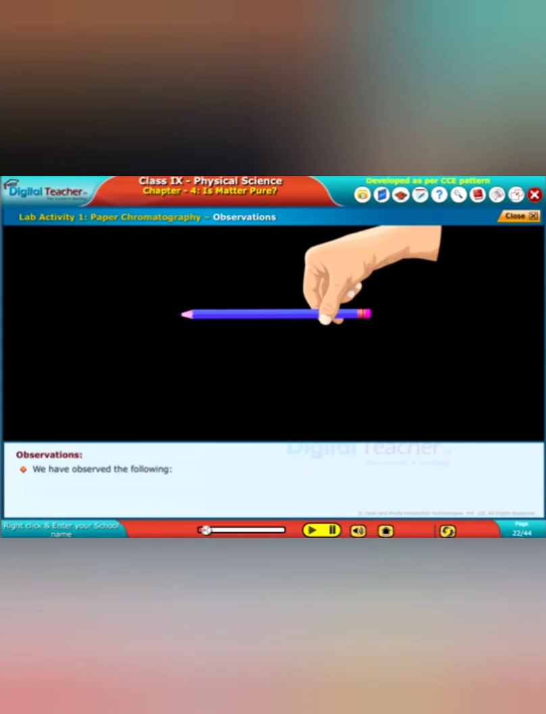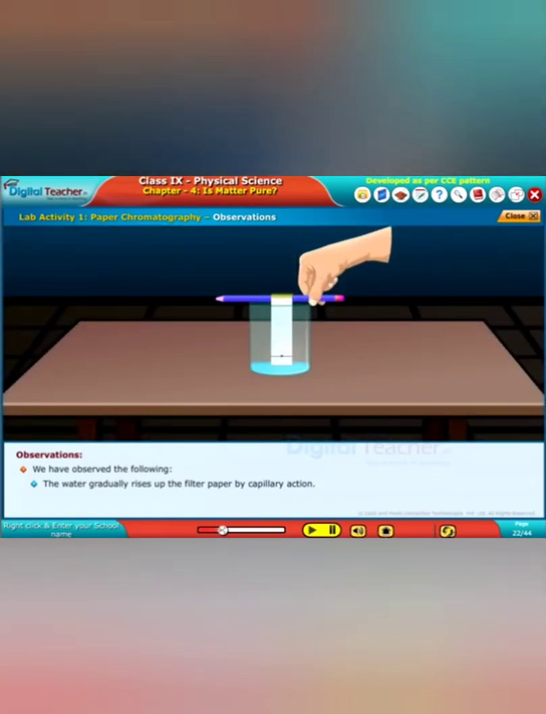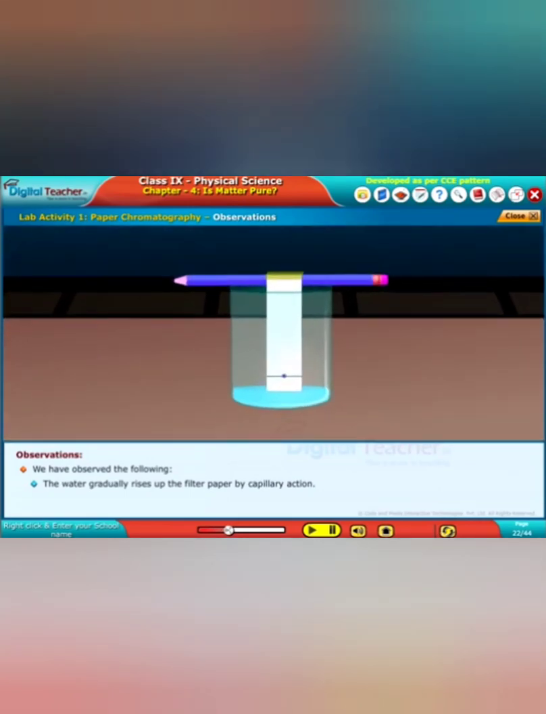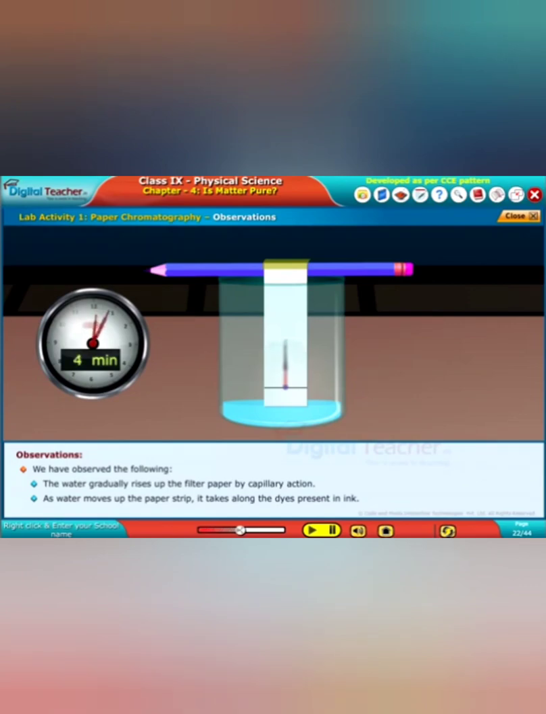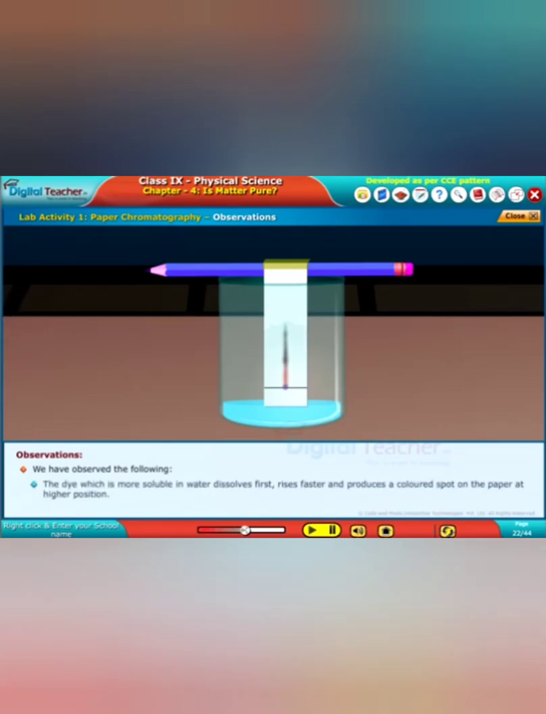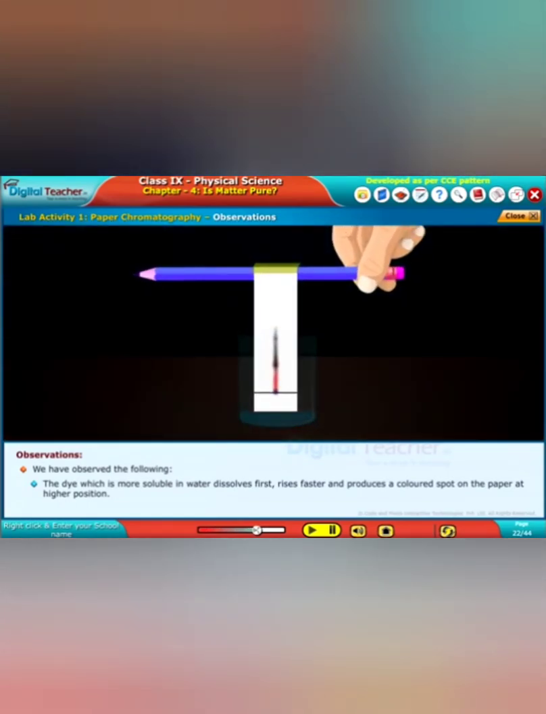We have observed the following. The water gradually rises up the filter paper by capillary action. As water moves up the paper strip, it takes along the dyes present in ink. The dye which is more soluble in water dissolves first, rises faster, and produces a colored spot on the paper at a higher position. The less soluble dyes dissolve a little later, rise slower, and form colored spots at some height on the paper.